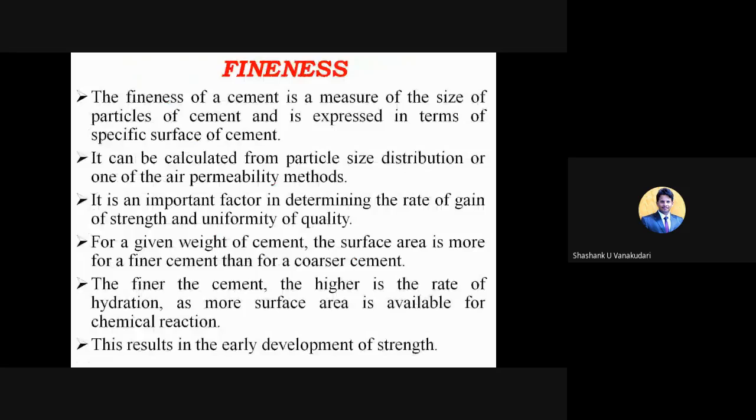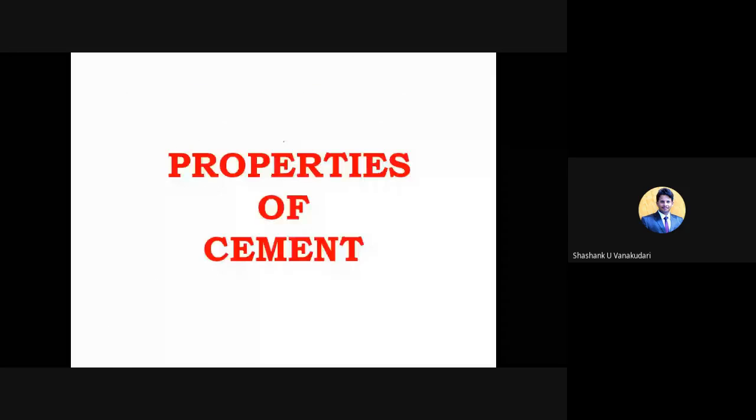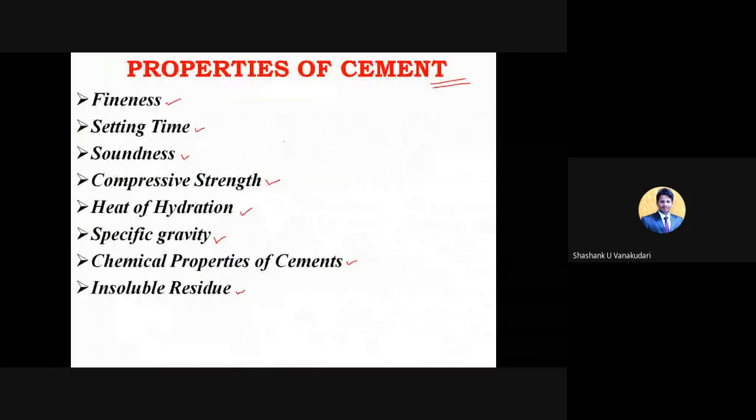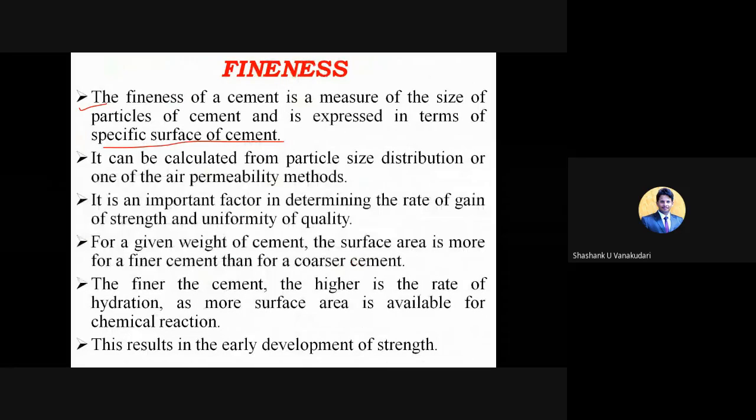So here, fineness is nothing but the size of the cement particle or the dimensions of the cement particles. Actually, we can't measure individual particles, but together by taking some amount, we can check the surface area of those cement particles. Okay, so the fineness of cement is a measure of the size of the particles of cement, and it is expressed in terms of specific surface of cement, basically in the form of surface area, that is centimeter square per gram, or even you can take it in terms of kg.